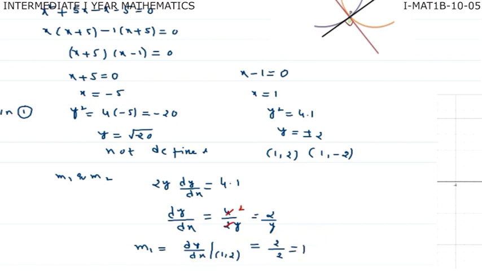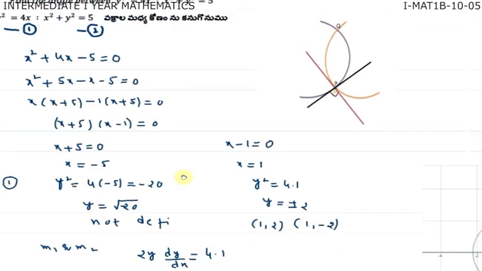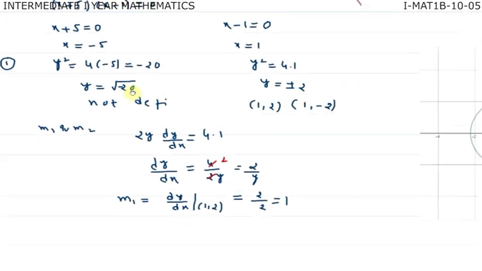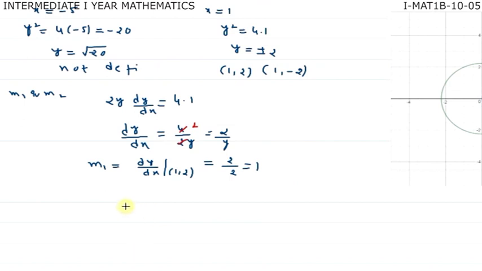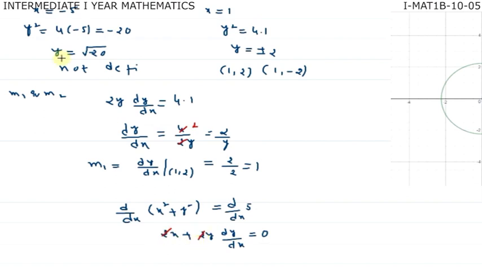Again differentiate both sides with respect to x for the second curve also. The second curve is x square plus y square is equal to 5. So on differentiation, I get derivative of x square plus y square is equal to derivative of 5. Derivative of x square is 2x plus 2y into dy by dx is equal to derivative of constant, which is 0. Again on both sides I can cancel 2.